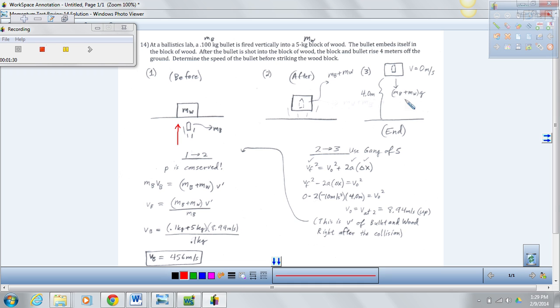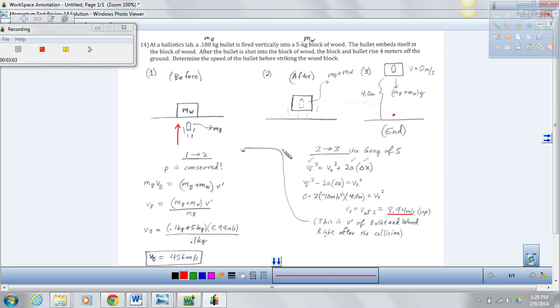Okay, so I know my velocity, I know my acceleration, I know also my change in y. So I'm going to solve this equation for the original velocity of the bullet and block right after they collided, so really for this spot. When I solved for original velocity and plugged in my values, I get that the original velocity of the bullet and block together, right after the collision took place, which is my velocity at location 2, comes out to 8.94 meters per second directed upwards. And that's v prime, so v after, of the bullet and wood right after the collision.